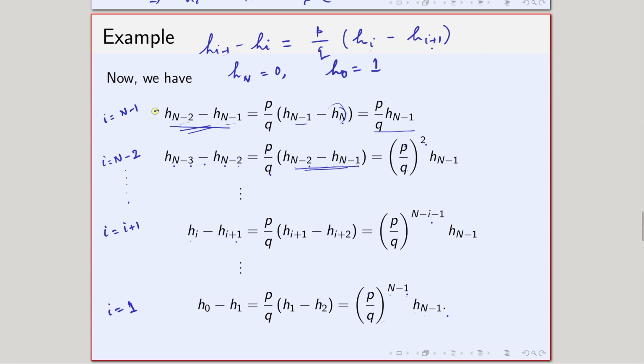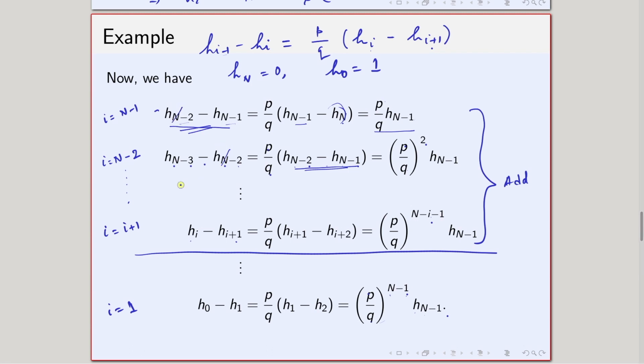Now what will happen if I add these equations? Let us see. If I add, first notice that this term cancels with this term. Similarly, I have another equation here, and for that, this one cancels with this. Proceeding so on, finally this one also cancels with this term here. I have an equation here, the previous equation, and these two terms will cancel.